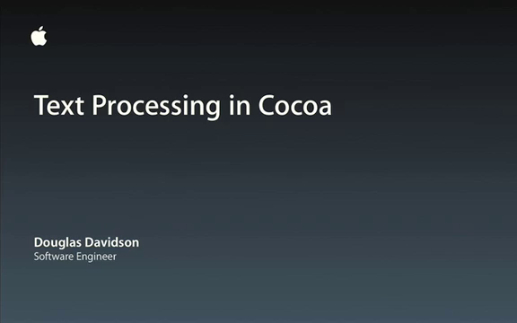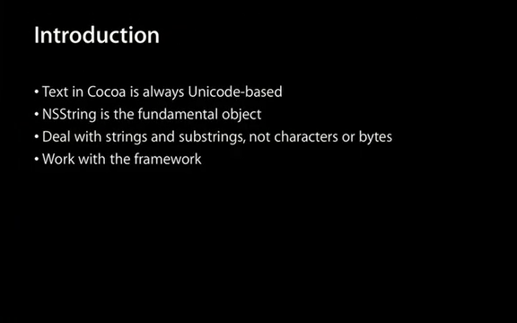We're going to be talking about text processing in Cocoa. Now, in previous years, we've spent quite a bit of time talking about the display of text and the editing of text and various UI aspects of text. This time around, we're going to be talking about lower-level non-UI processing of text. And we're going to do this the Cocoa way, which means thoroughly Unicode-based with NSString as the fundamental object. And I mean a little bit more by that than just that you're going to be using NSString.